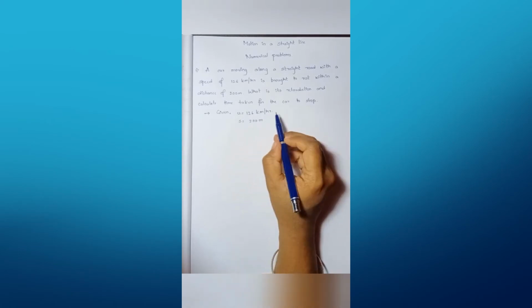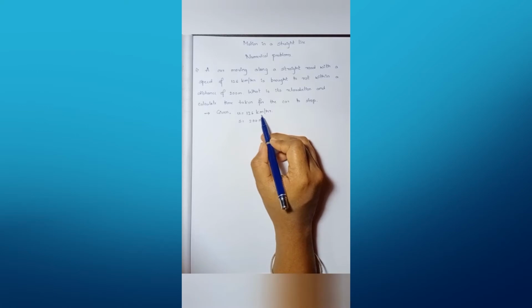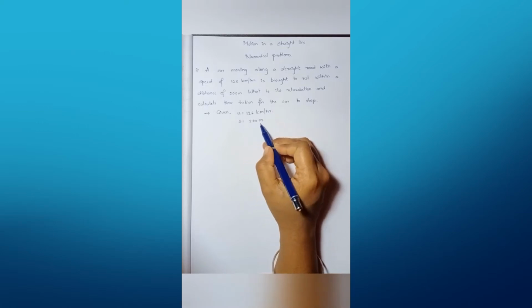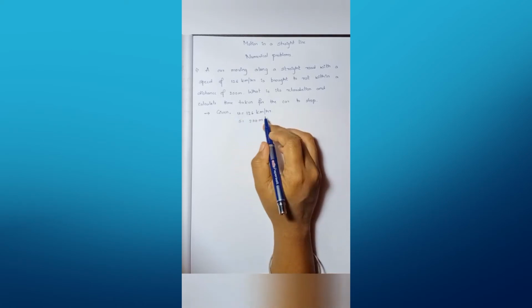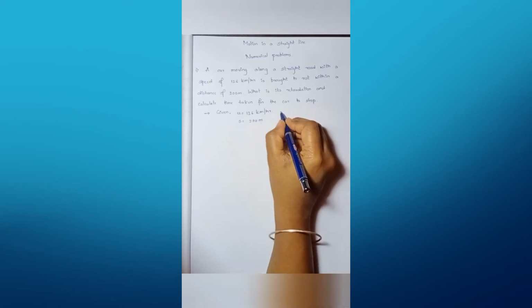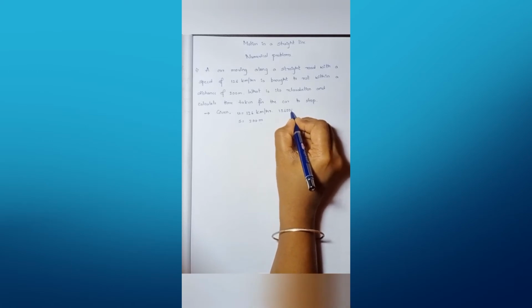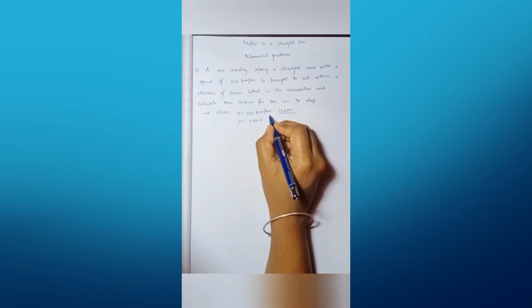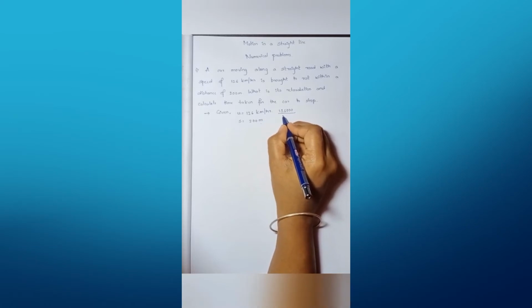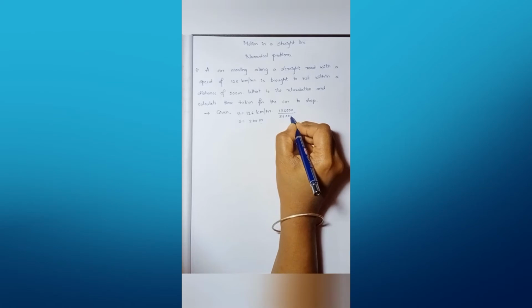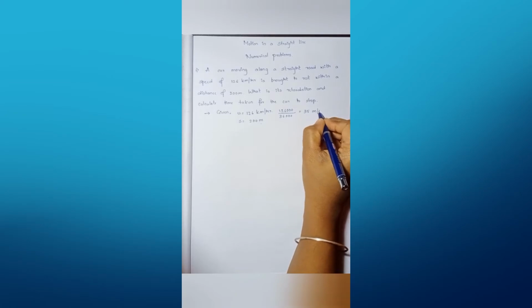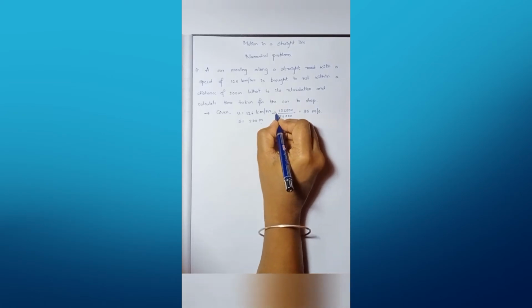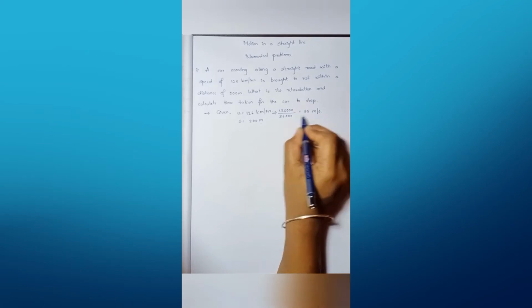Now this initial velocity is given in kilometer per hour and the distance is given in meter. So we'll convert this kilometer per hour into meter per second. How to convert? Kilometer into meter is 126 into 1000, divided by hour, that is 3600 seconds. So we get 35 meter per second. We have converted, u is equal to 35 meter per second.